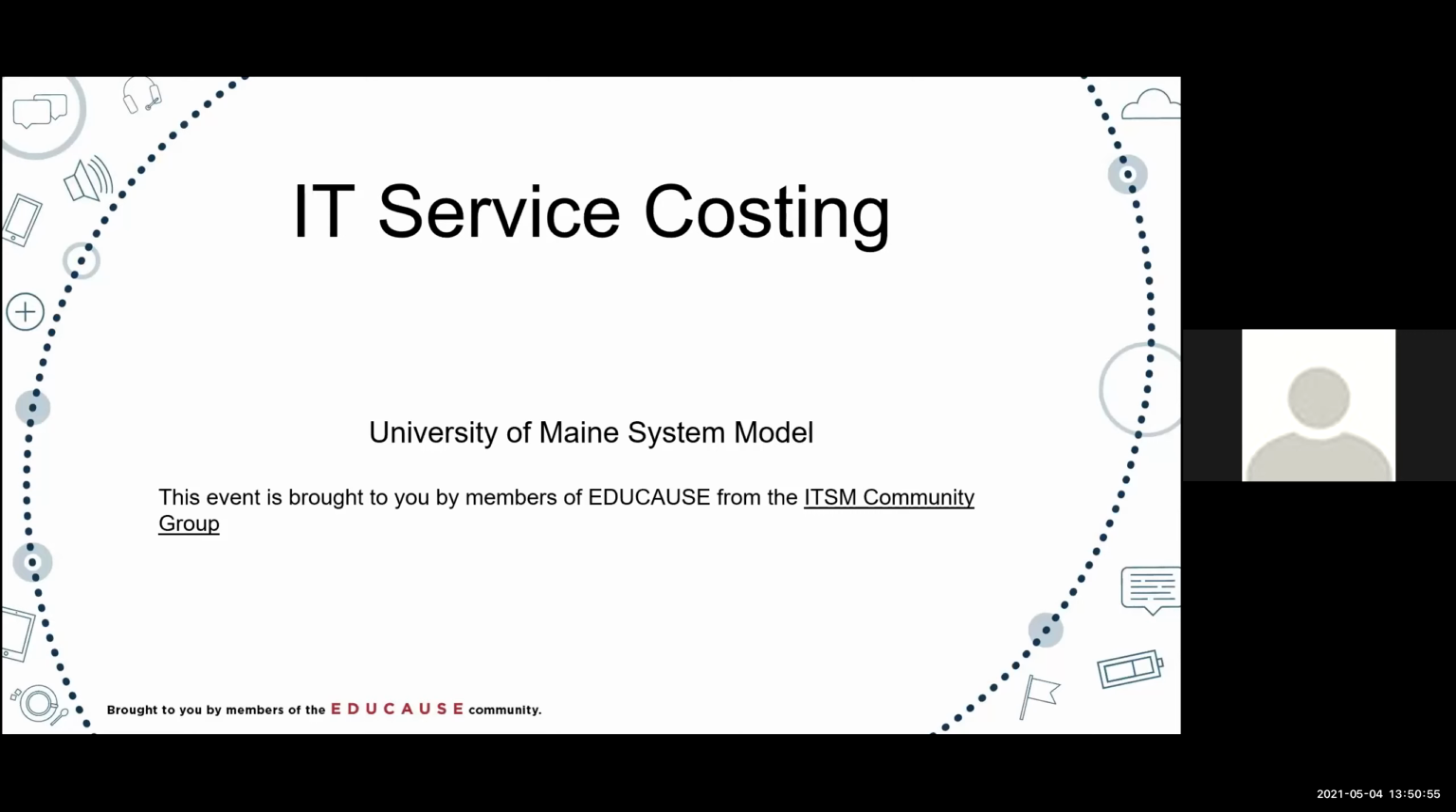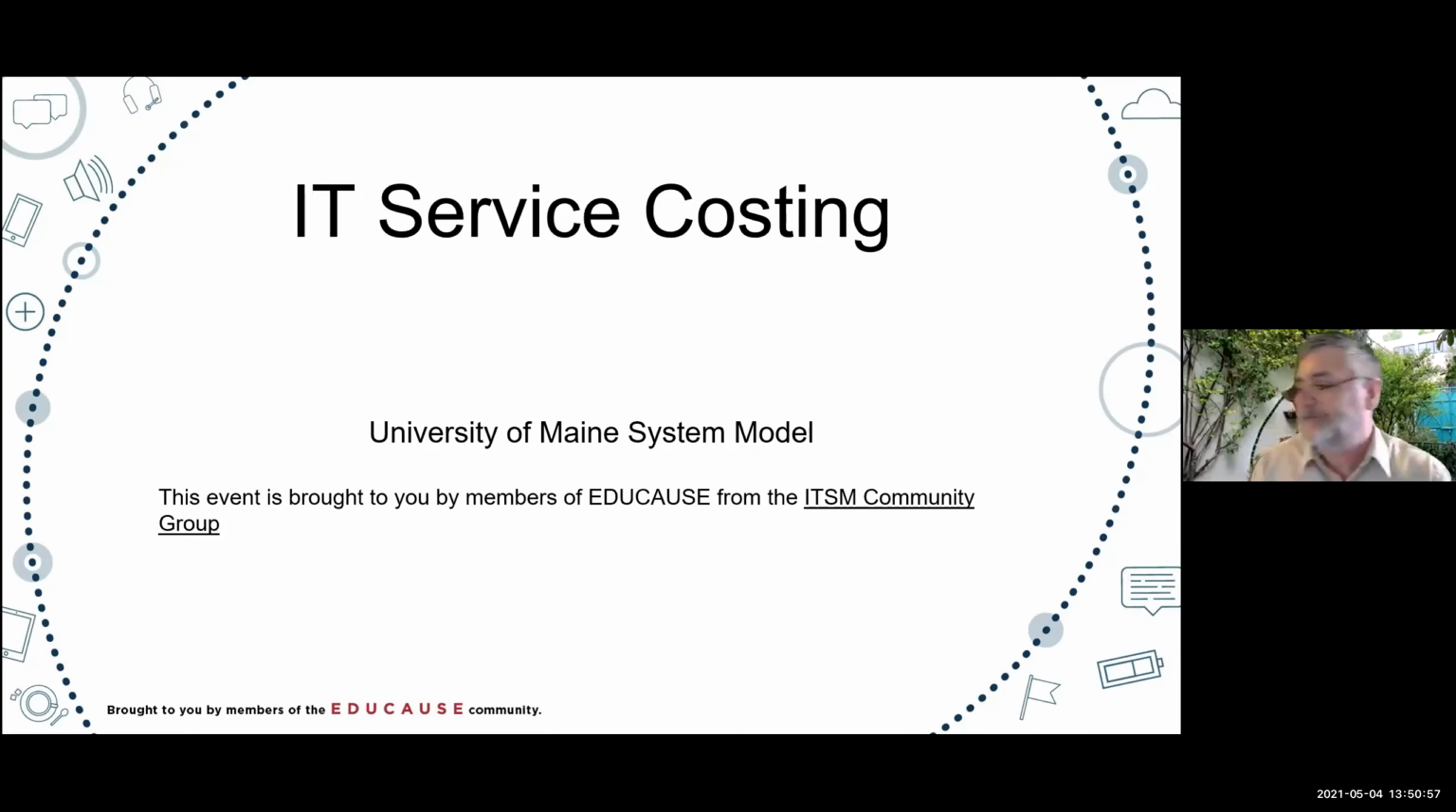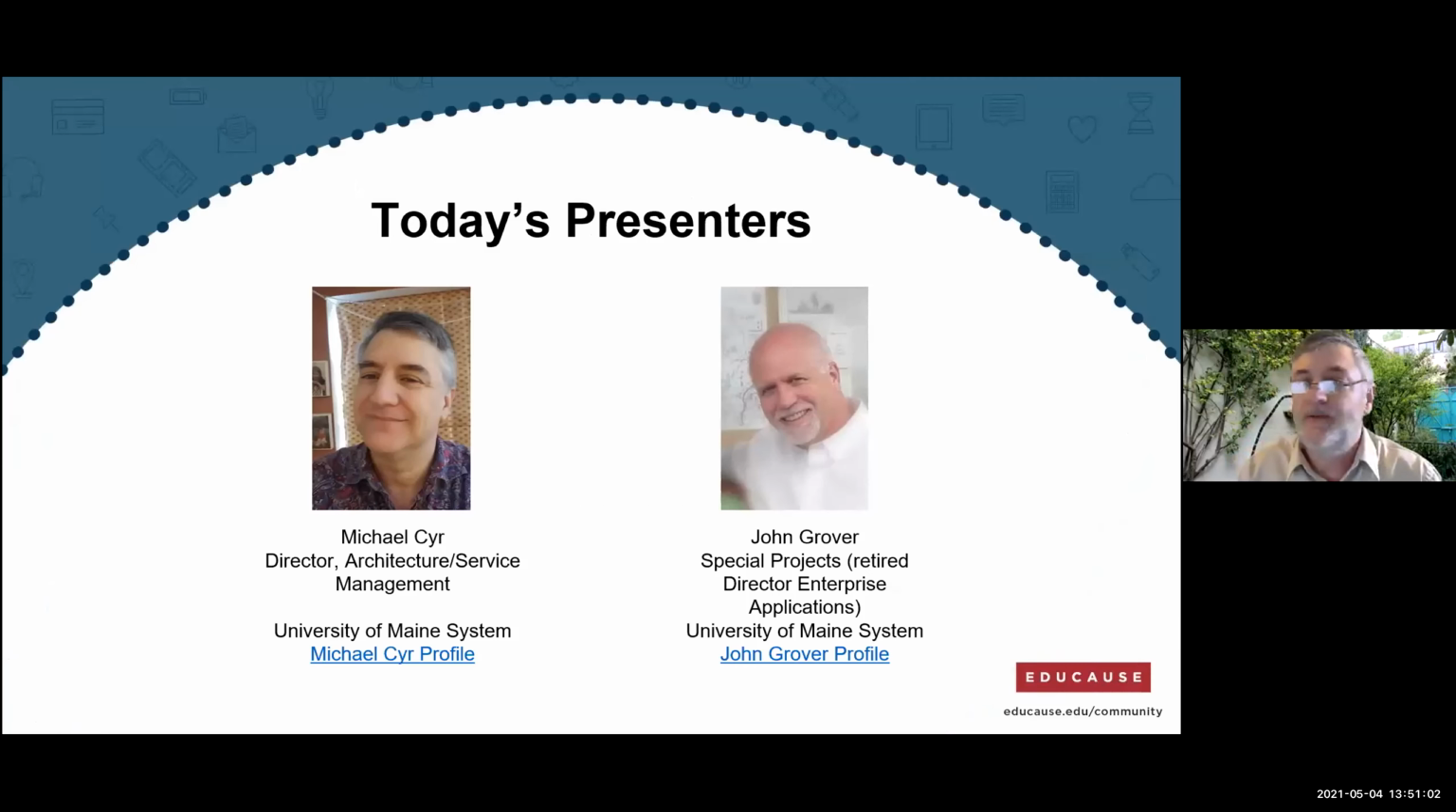Yes. Sounds great. So welcome to a lightning show and tell of IT service costing, the University of Maine System model. This is going to be fast with a lot of information. I'm Michael Sear, Director of Architecture and Service Management for the University of Maine System IT area. Joining me is John Grover, our esteemed Director of Enterprise Applications, retired, and Special Projects person. John developed the costing tool that we'll be talking about, as well as a lot of the model.